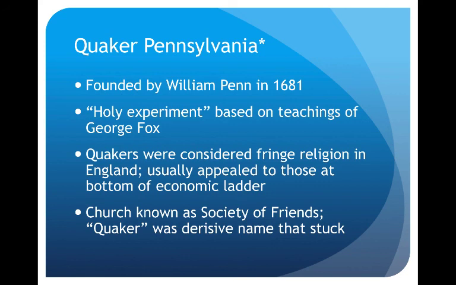1681, this was a colony founded by William Penn as a holy experiment, which was based on the teachings of George Fox. And it was a Quaker colony. Quakers, you might know, are more officially known as the Society of Friends. Quaker is a derisive name that stuck. The Quakers, like the Puritans, were considered a fringe religion back in England, so they wanted to establish a colony here where they could practice their religion freely.